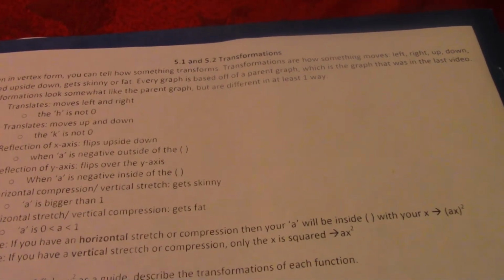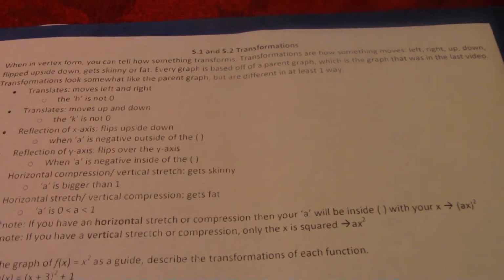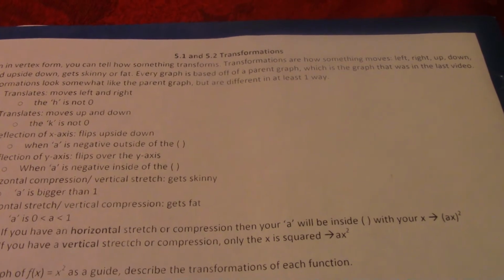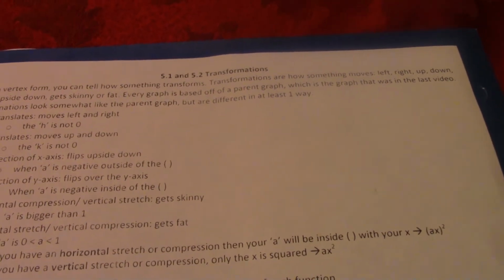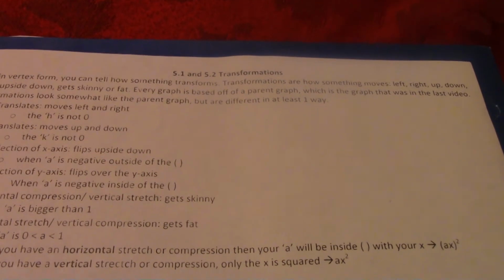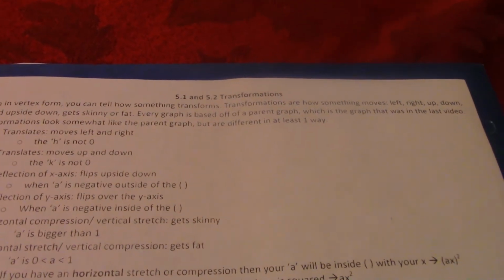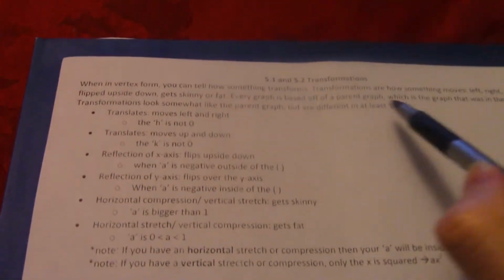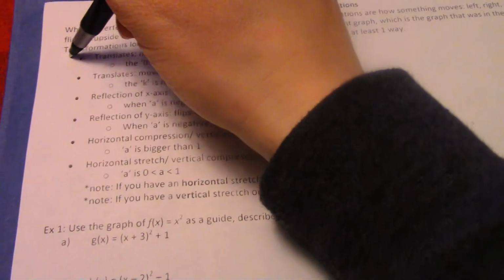So it starts at (0, 0) and looks just like that. Transformations look somewhat like the parent graph, but are different in at least one way. What I like to call these are, you've got your parent graph, which is the original one, and then you've got the kid graph, which is how this moves and switches upside down and all these things. So you don't necessarily need this up here, but you do need these right here.